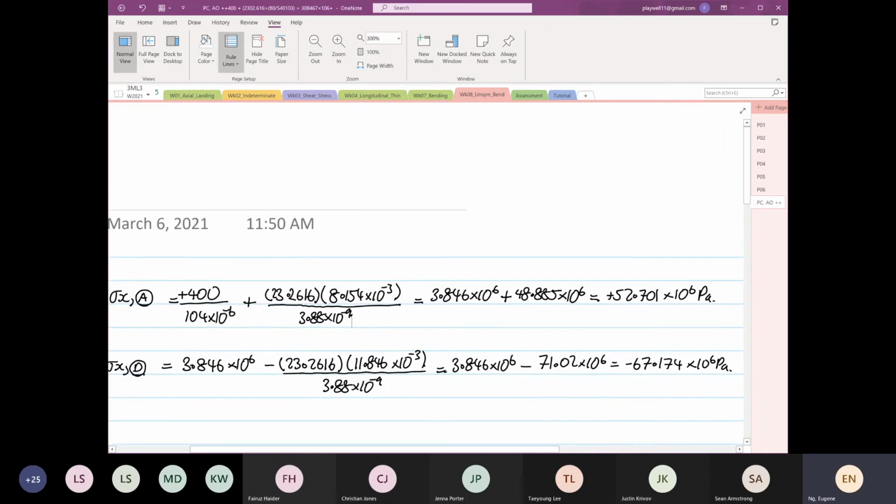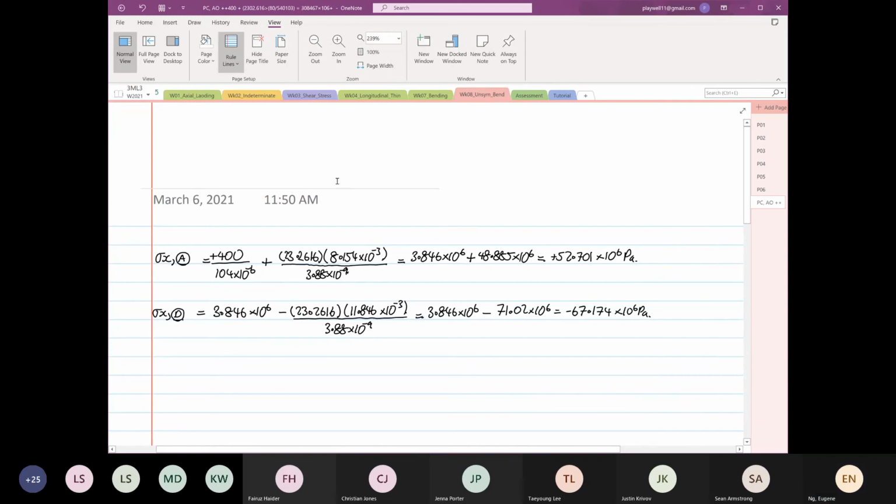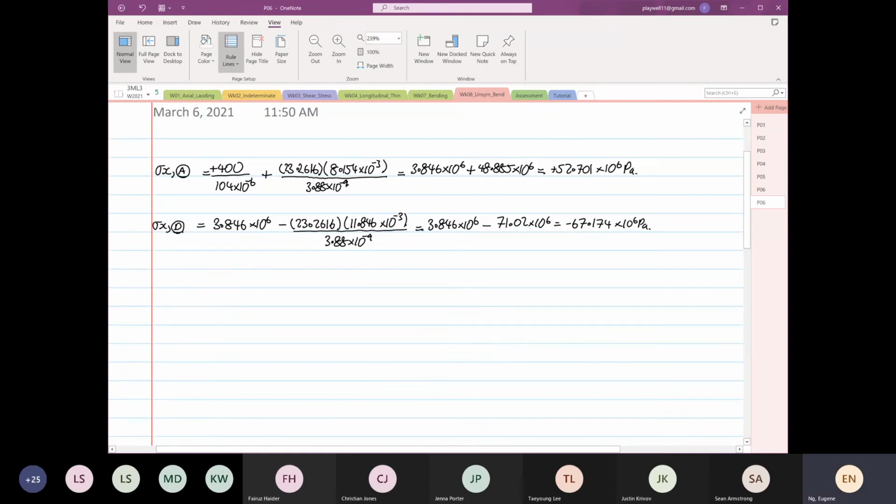Okay, I need this. You don't need to copy this. I just need those values. Okay. So this is my P06. Okay, so now we're going to sketch.